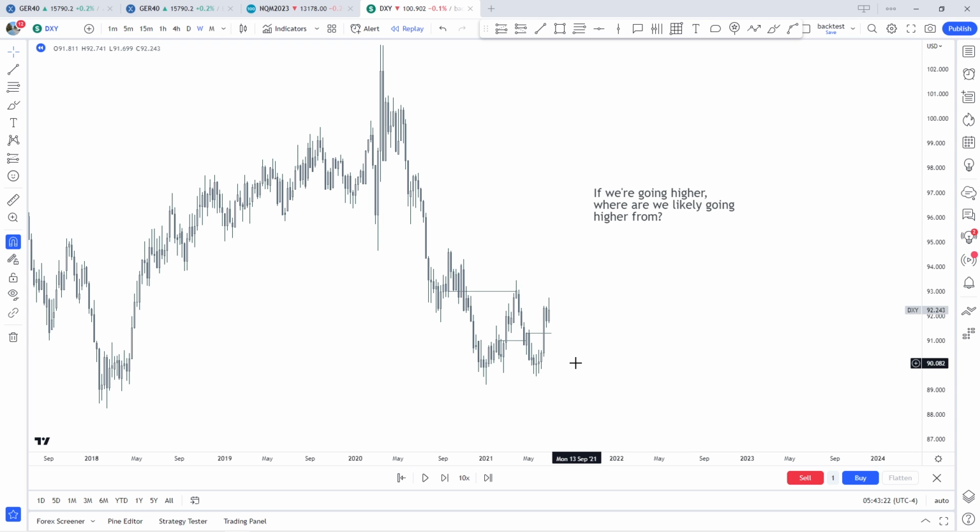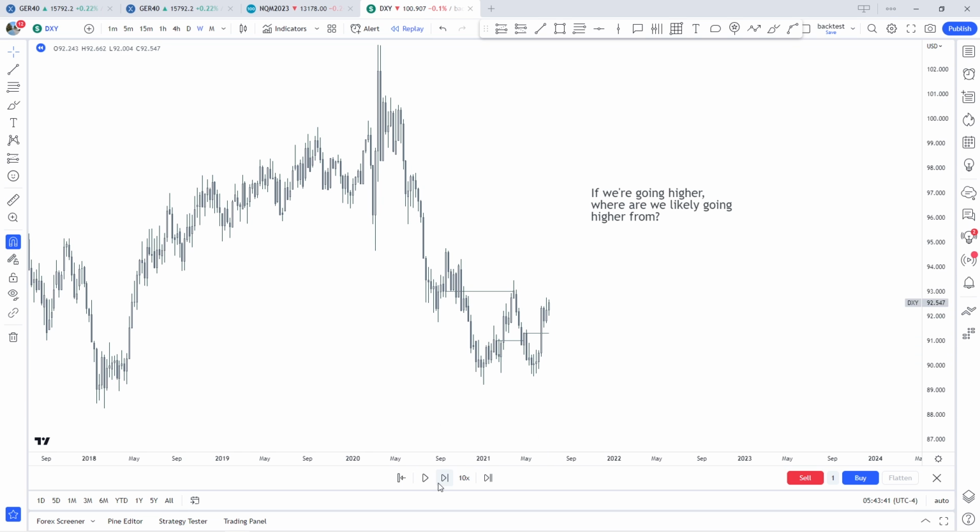You don't need fancy concepts or complex concepts. It might be nice to have them, but are you here to make money or to use stupidly complex concepts because they fill your ego? So again, if we are going higher, where are we likely going higher from? Well, we have this breaker right here and this fair value gap.